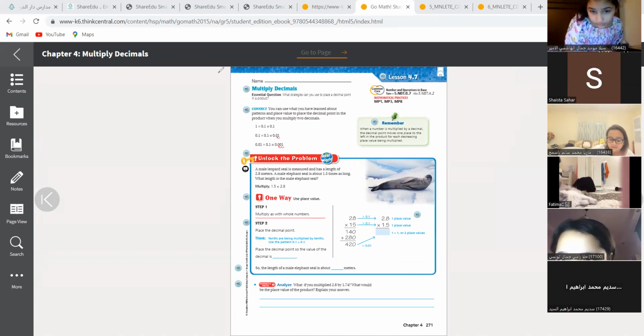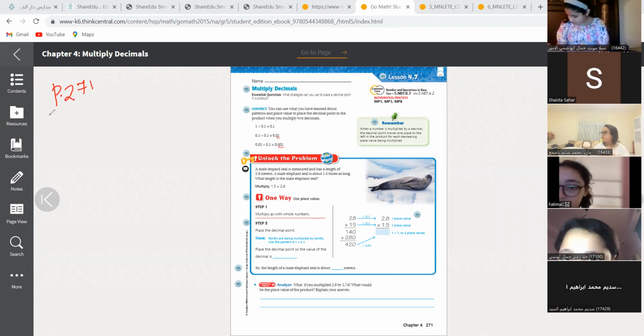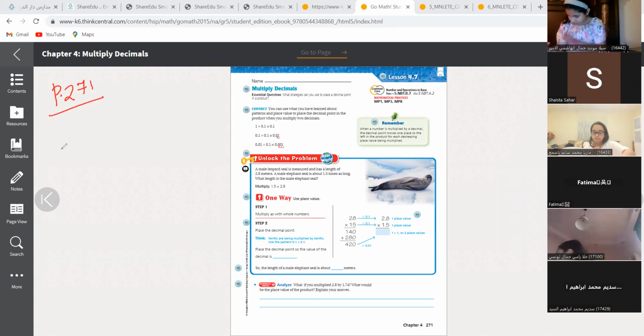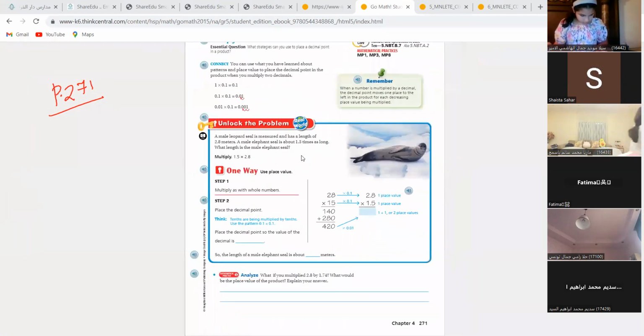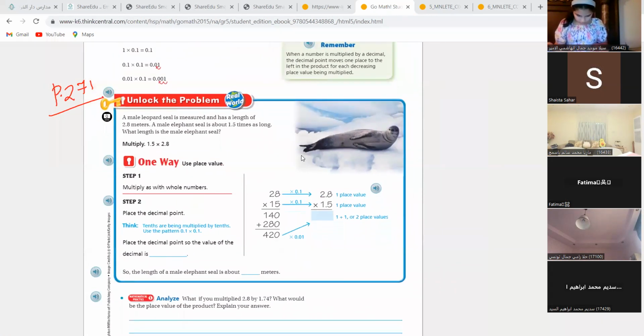It's page number 271. It's page 271. Come on, girls. Math book. Yeah. You need to be quick.